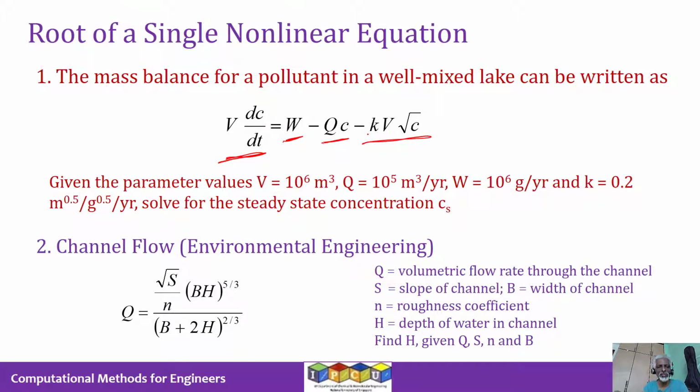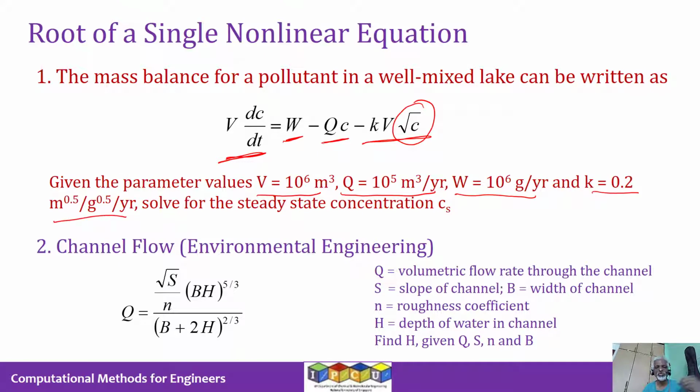In any case, without even getting into those details, we have this equation, a differential equation of the first order: V dc by dt is equal to W minus QC minus K times V times square root of C. Now, the square root of C makes this nonlinear. So we are given the values of V, the volume of water in the lake, the outflow rate per year Q, the amount of pollutant that comes in every year W, and the reaction rate constant K in these units.